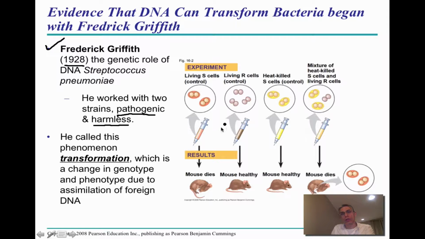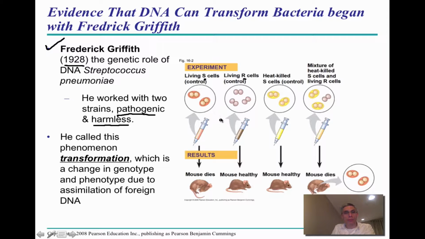If you look over here on the right, this is a good example of the experiment that Griffith carried out. We need to understand that Griffith did not actually determine that DNA itself was the causative agent in his experiment; that comes a little bit later. If you notice, we have two different types of cells that we're working with. One is called the S cell, and the other is called the R cell.